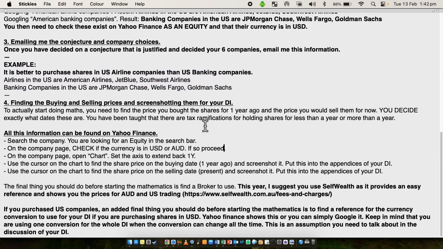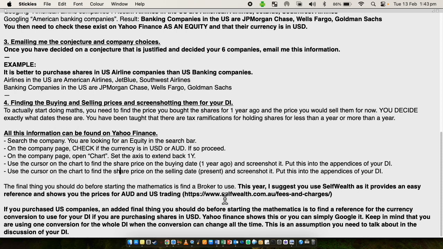Finding the buying and selling prices and screenshotting them from your DI. I just showed you that. Yes, question? Do the companies have to be US or can they be Australian as well? Either or. Please don't do Japanese or anything. It was too hard for people last year. I know that some of you might want to do conjectures involving that other stuff, but what's more important? You getting a good score in year 12 or you making a question that you absolutely care about? Okay? Just limit it to US dollars and Australian dollars. All this information can be found on Yahoo Finance. I already showed you that.